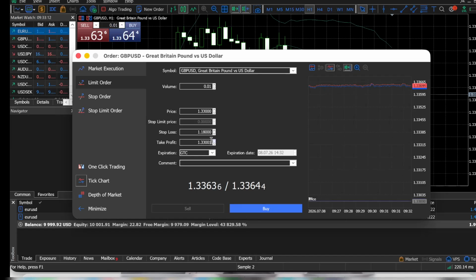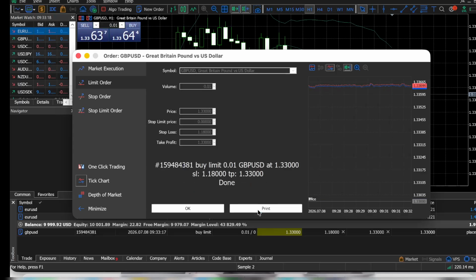chosen price. As a final tip, always review your entry price, stop loss, and take profit before placing any order, so your setup matches your trading plan clearly and accurately.